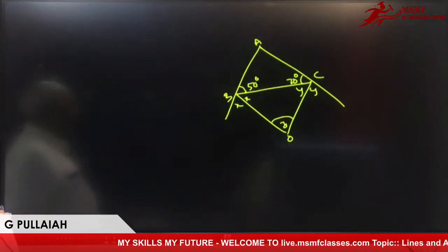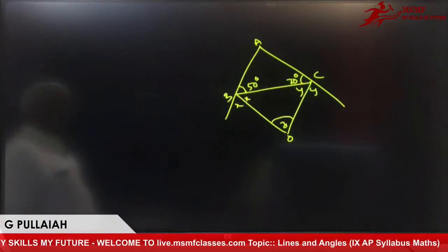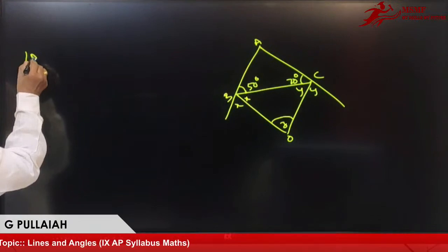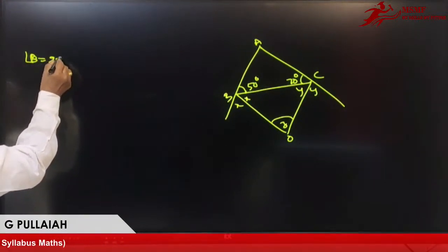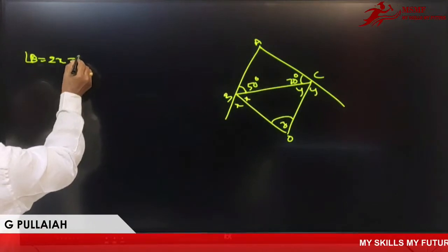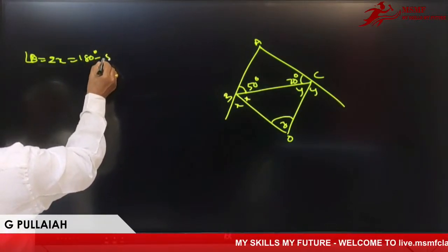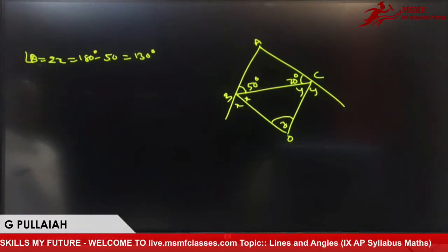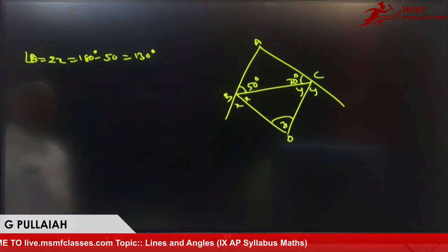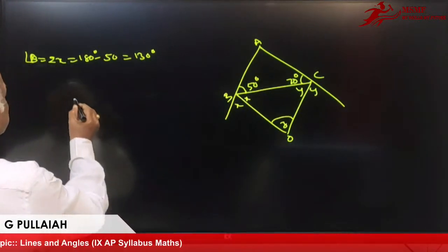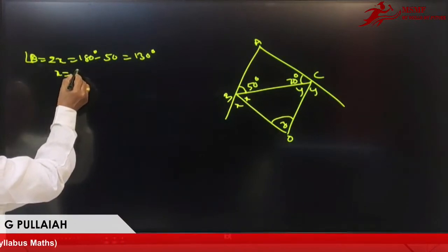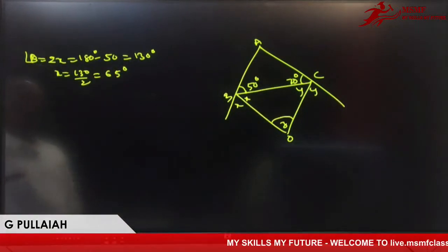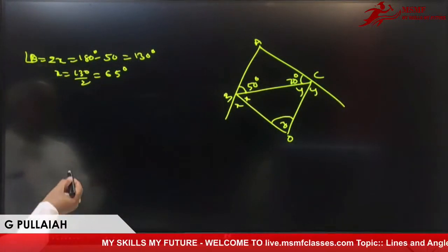I think you know this pretty well. Angle B is nothing but 2x, that is equal to 180 degrees minus 50 degrees, that is equal to 130 degrees. So 2x is equal to 130, thereby you can say x is equal to 130 by 2, that is 65 degrees.